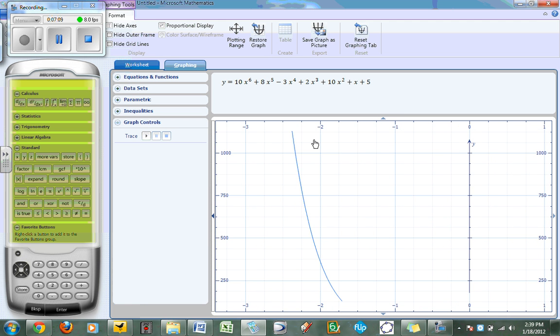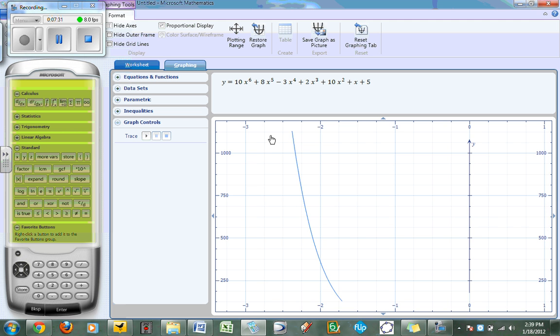So everything that has a leading term, the one with the biggest degree, there we go, the leading term is going to tell us what our graph is going to look like. This is an even degree, which means it's going to be in the shape of a parabola, just like x squared and x to the 4th. They're all in the shape of a parabola.